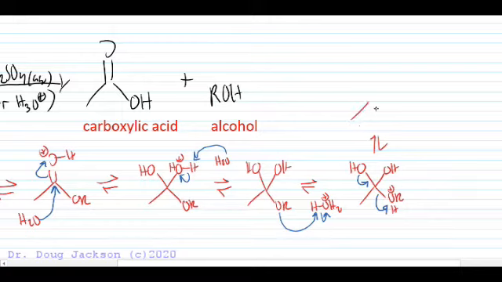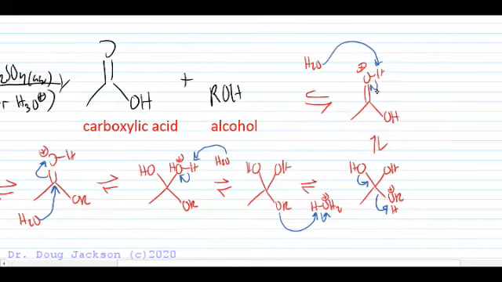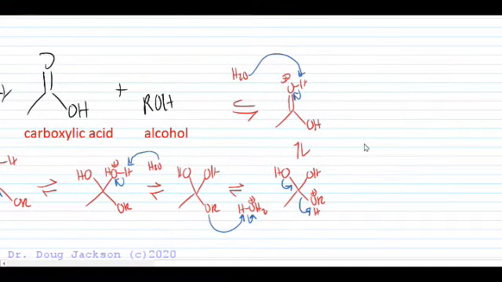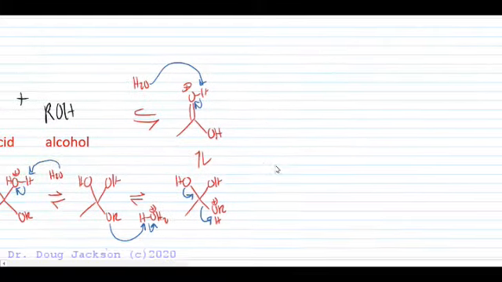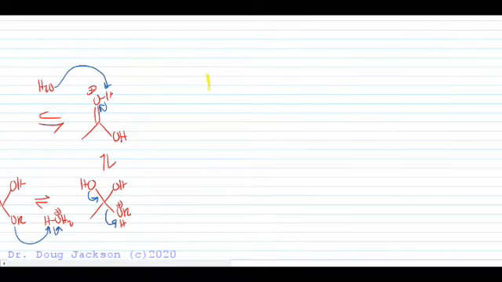That will give us our protonated carboxylic acid. That will then be deprotonated by solvent water here to give our carboxylic acid product. A quick note that this mechanism applies to primary and secondary alcohols.